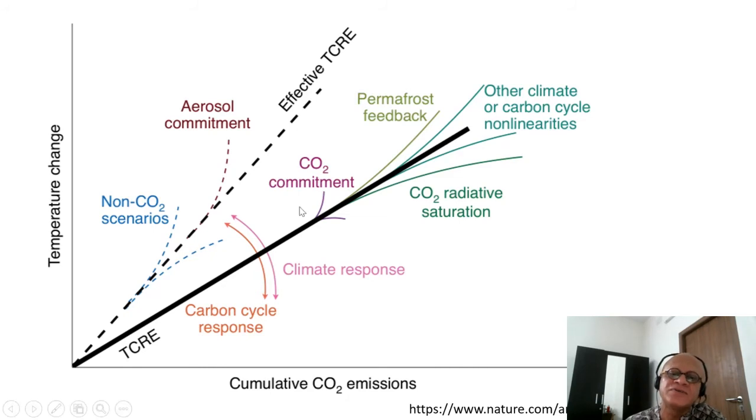Okay, so this is here showing transient climate response and CO2 radiative saturation being something that will drive it away from this linear relation. CO2 saturation basically is that CO2 has multiple bands in which it's sensitive to the outgoing energy from the surface, the infrared energy, and it's very efficient at 700 nanometers or micrometers or microns, and this is the peak emission from the Earth.